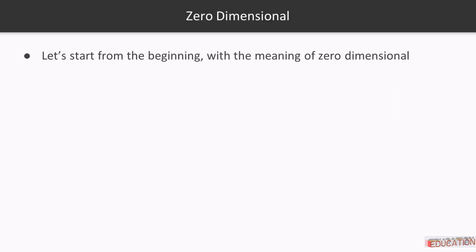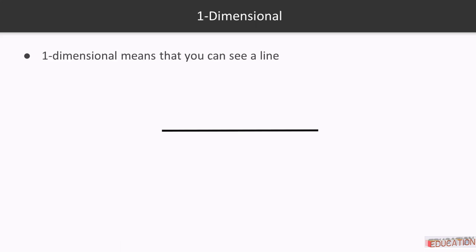Let's start with 0-dimensional. When we say 0-dimensional, that means we only can see a point. Then 1-dimensional, in this case, you can see a line. In other words, we are talking about a length, or an axis.